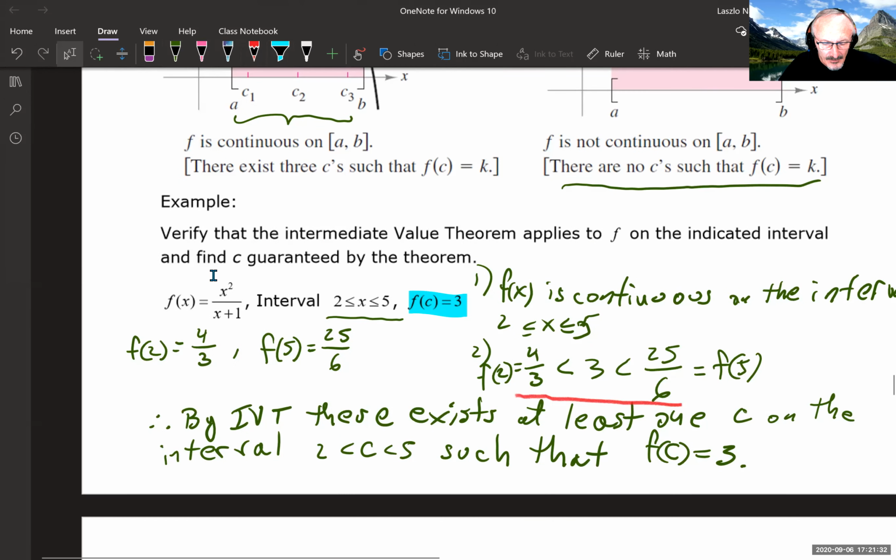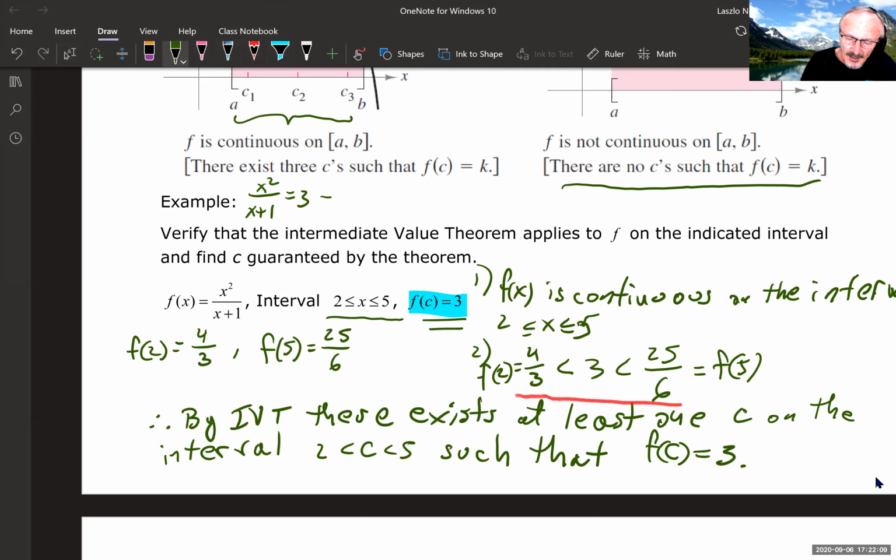And there we actually have the incentive here. I think they tell us to find the c guaranteed by the theorem. Okay, so how would you actually find that c now that we've established that the intermediate value theorem can be applied on the interval? The answer is very simple. It's basic rudimentary algebra. That's why I omitted that the first time, but nonetheless, I need to make sure we get this. So we take x squared over x plus 1, and we set this equal to 3, y equals 3, because that's what they had here for y.